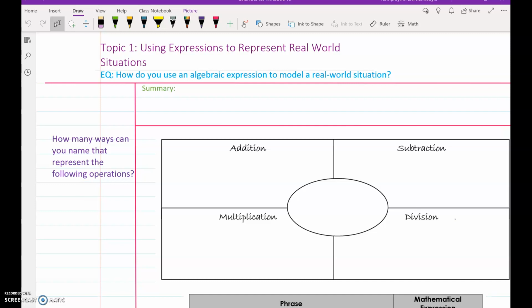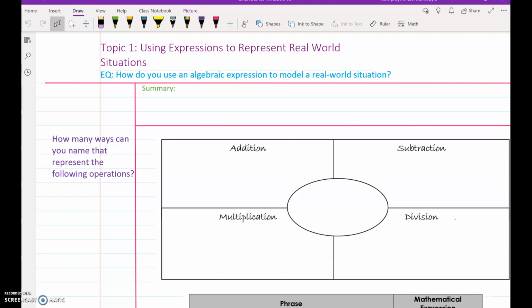So our first unit is all about expressions. So I want you to kind of think, what is an expression? Well, an easy way to think about it is comparing it. What's the difference between an expression and an equation? So what do y'all think? What's the difference between an expression and an equation?